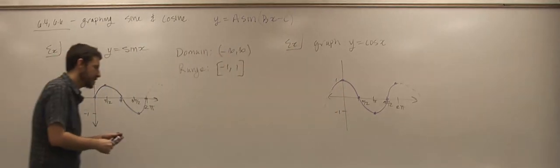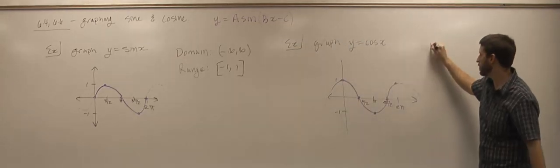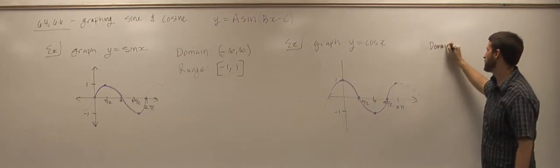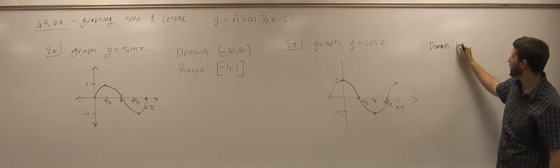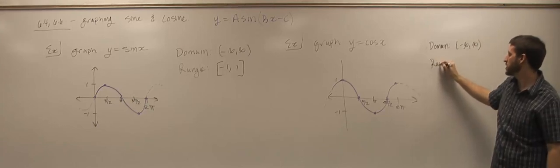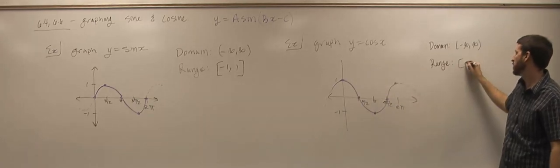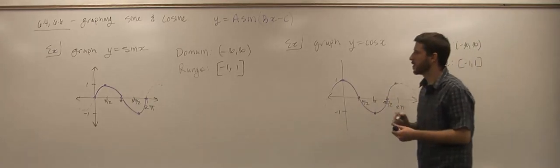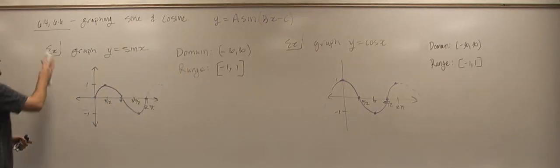Domain and range for cosine? It's the same. Both are the same, because it goes on forever in both directions, left and right. That means the domain is negative infinity to infinity, or all real numbers. And the range is you bounce between the same y values, negative 1 and 1. Okay, so that's what we started with last time.